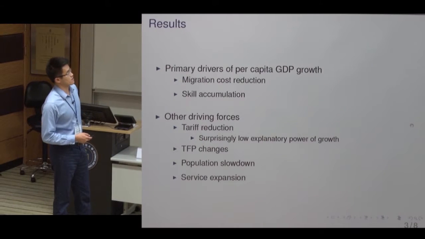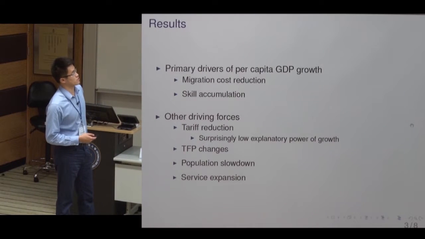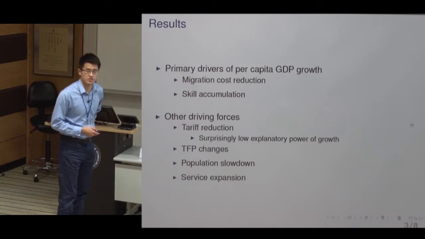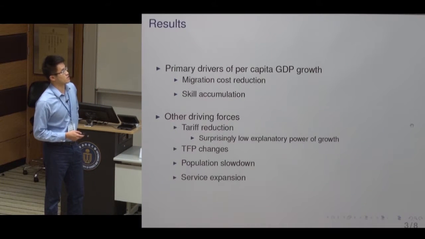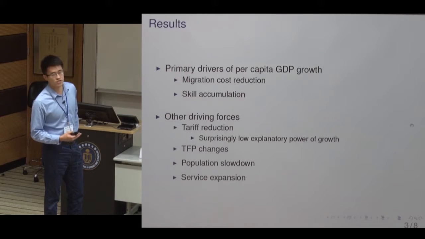So the results here are quite interesting. The primary drivers of per capita GDP growth are migration cost reduction and skill accumulation, among other forces. So other forces include tariff reduction, TFP changes, population slowdown, and service expansion.